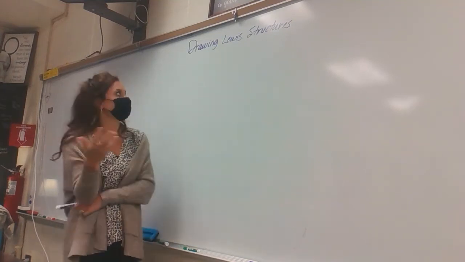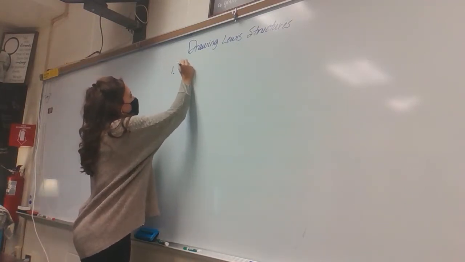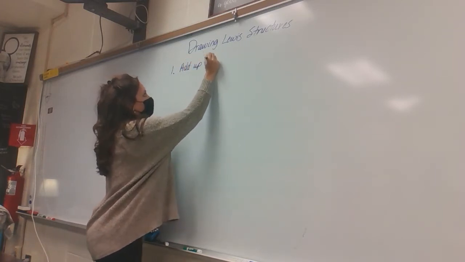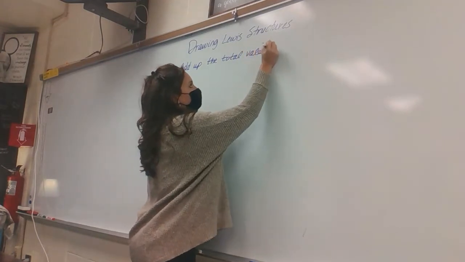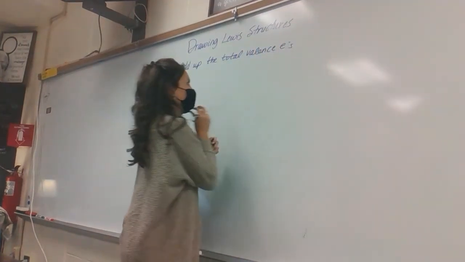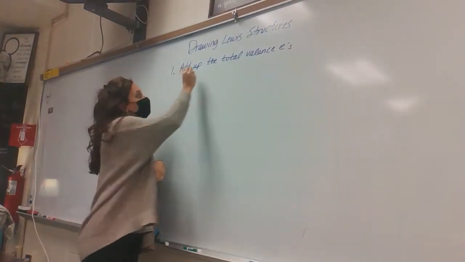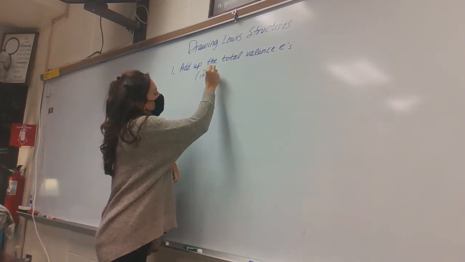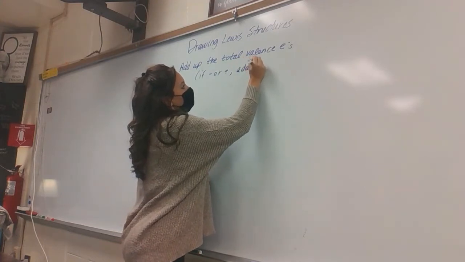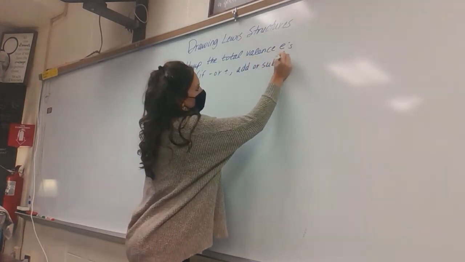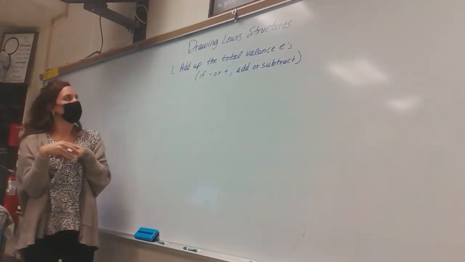Electrons are always moving. All right, so step one in drawing a Lewis structure, add up the total valence electrons. If it's negative or positive, add or subtract electrons for that too. So if it's a polyatomic ion.